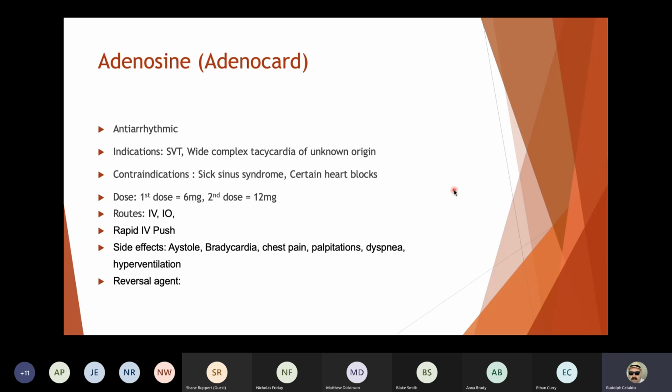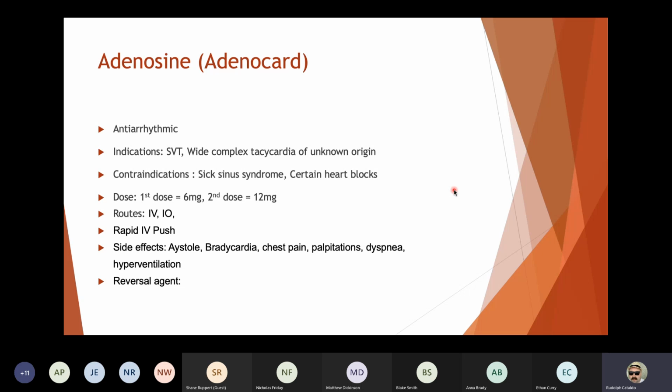First dose of adenosine is 6 milligrams rapid IV push. And when I say rapid, I mean slam it, followed by a flush. Second dose is 12 milligrams. After that, if it doesn't work, then we look at calling the hospital and getting some sort of advice or medical direction on what we can do from here. IV, IO are the 2 routes.